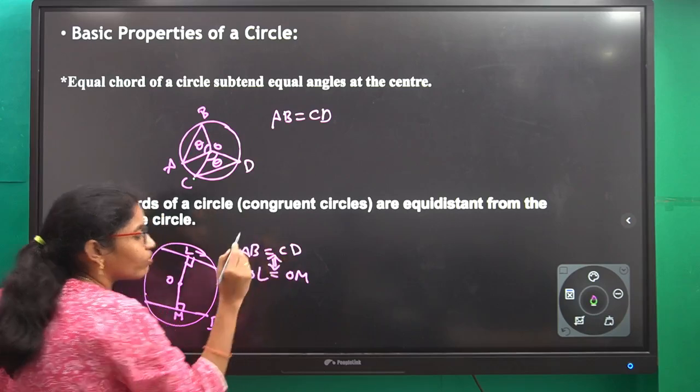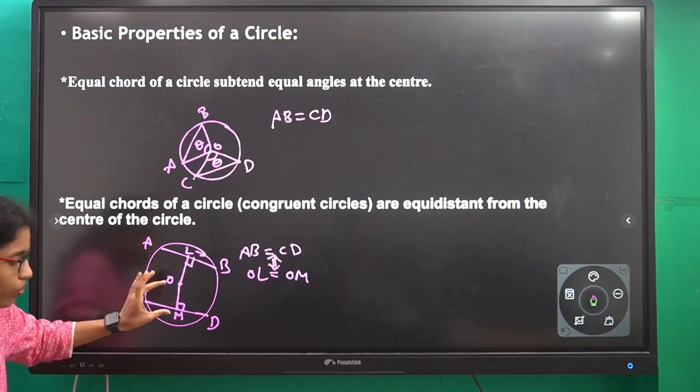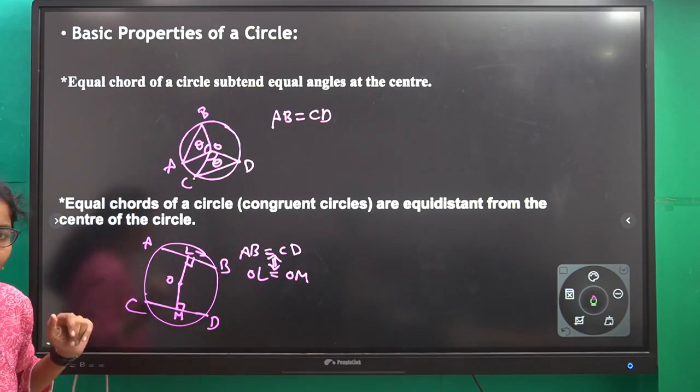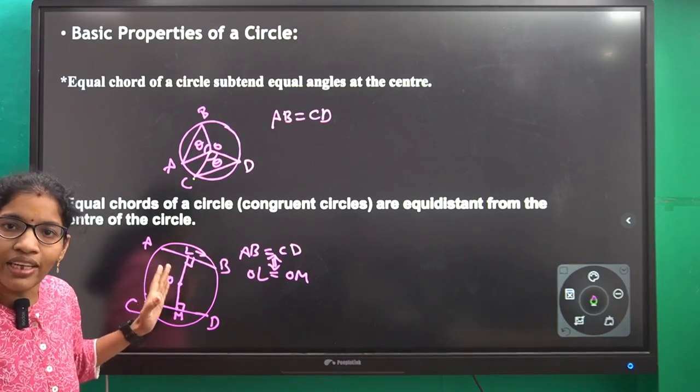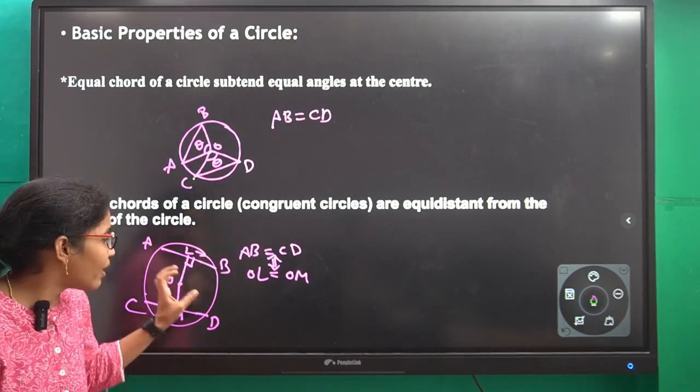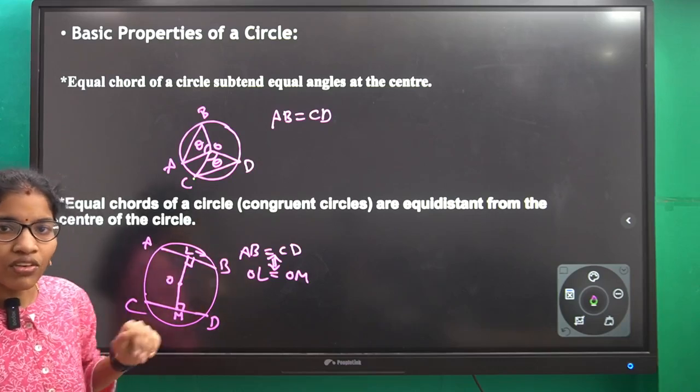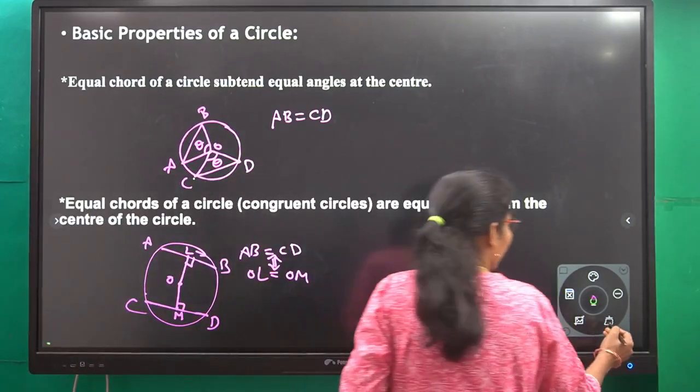The same thing applies in the converse also. If OL equals OM, then AB equals CD. What it means? If any 2 chords are equidistant from the center, then the chord lengths are also the same. Okay, clear these 2 points, right?